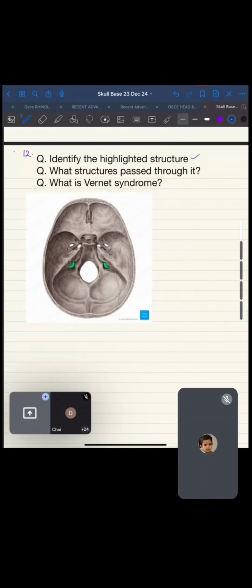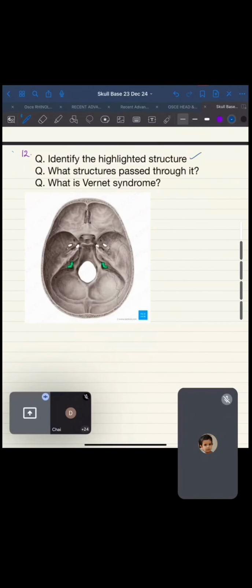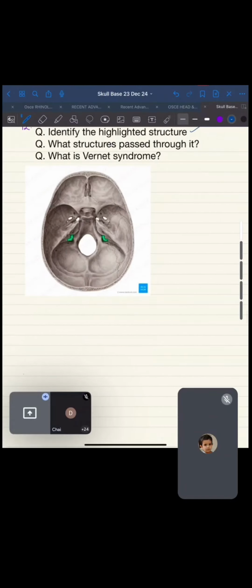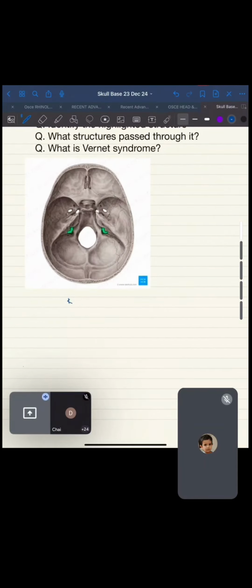Identify the highlighted structure, what structure passes through it, what is Vernet syndrome. Okay, there's no fun in telling, the answer is jugular foramen. Before we proceed further to this question, two things for you. Out of the whole skull base, please go through two things in depth. One is your jugular foramen, and second is your superior orbital fissure.